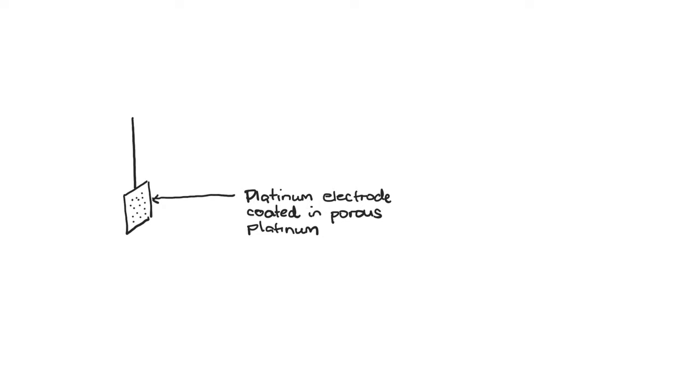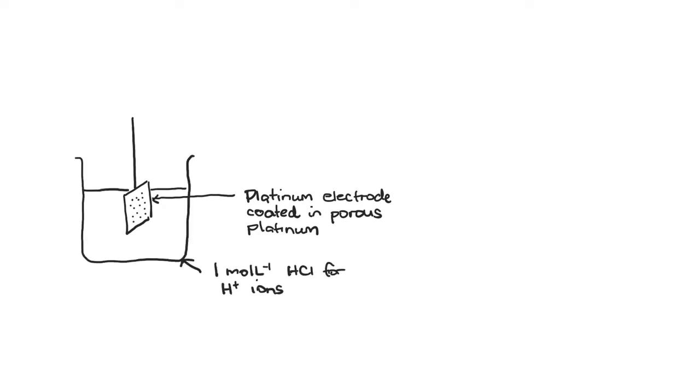Suppose we took a half cell, placed an inert platinum electrode covered in porous platinum powder into a 1 molar solution of acid for the hydrogen ions. Let's bubble some pure hydrogen gas over the surface of the electrode, say under standard temperature and pressure. Now this half cell would result in a potential of 0 volts and can be represented by the half cell equation.